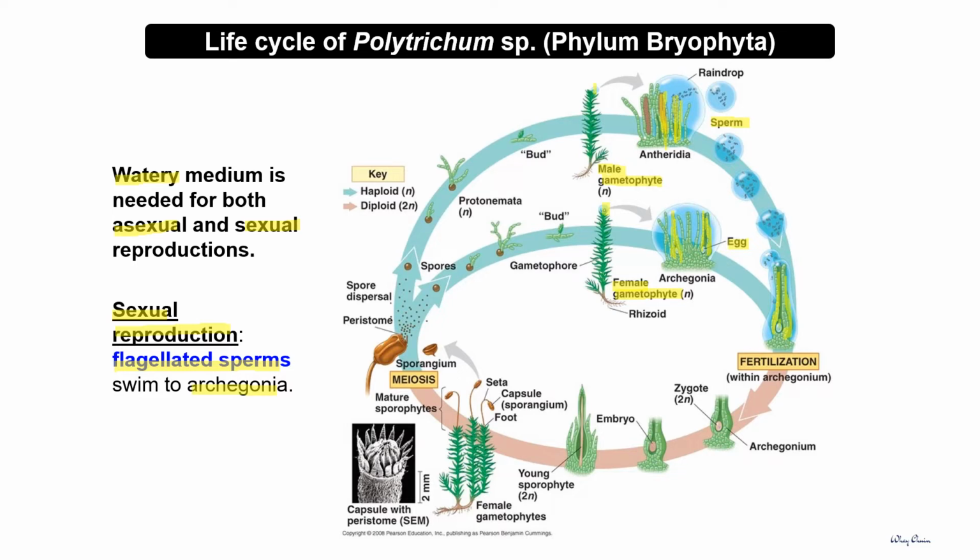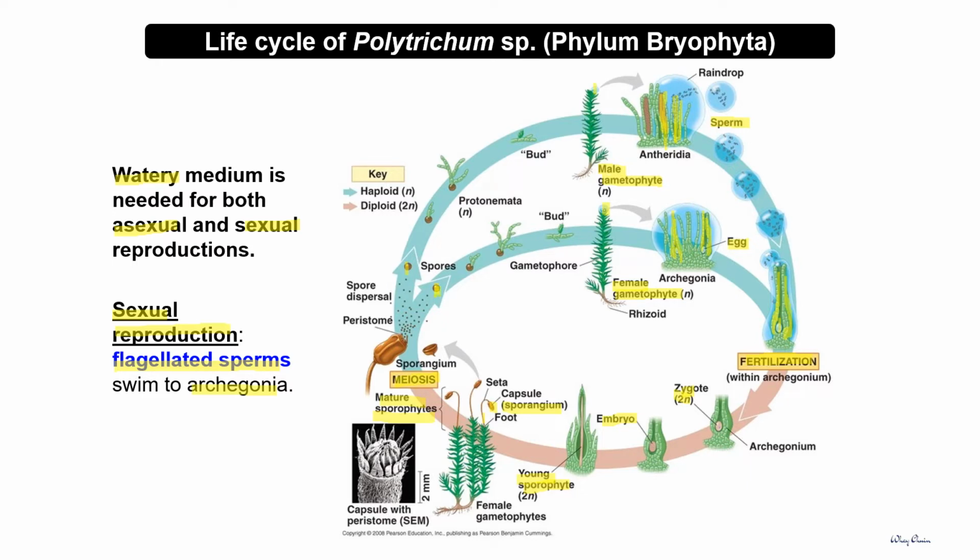Within the archegonium, there is fertilization, which forms the diploid zygote. The diploid zygote will grow and develop into an embryo and then the young sporophyte, which is the diploid generation. The mature sporophyte consists of the capsule structure, which contains the sporangium. Haploid spores will form in the sporangium through the process of meiosis.